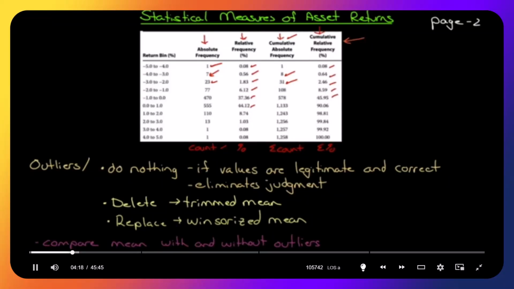Pretty straightforward stuff. Outliers, what do we do with these? We can either do nothing. If the values are legitimate and correct, we can just leave them. The thinking behind this is that the data set with the outliers perhaps would not be that data set without the existence of the outlier.